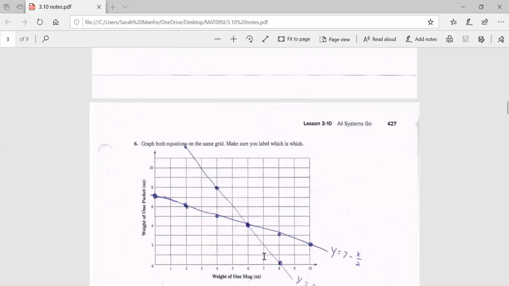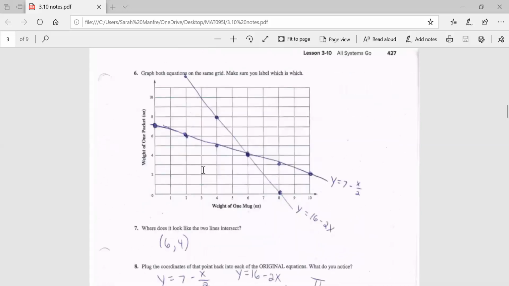And then I'm going to plot the points that were given to us on the second set of points. The other thing you can do to graph this is remember y equals mx plus b. My y-intercept is the 7 because the 7 does not have an x next to it. So that's my y-intercept. So it starts at 7 and it has a slope of negative 1 over 2. So from 7, I went down 1 over 2, down 1 over 2, and so on. Okay, so you can also graph it that way.